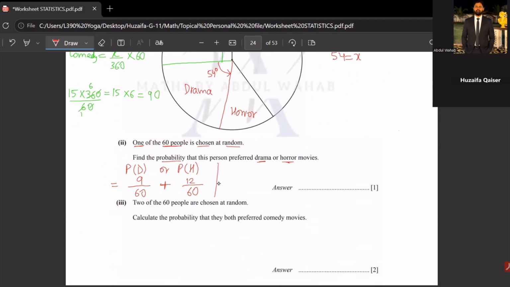I'll explain this in detail with you in the topic probability. Here we're just doing the 1 mark question. So 9 plus 12 is 21. So you need to write the reduced value. So 3 7s are 21, 3 20s are 60. 7 over 20 is the answer. Is that okay? Any problem?